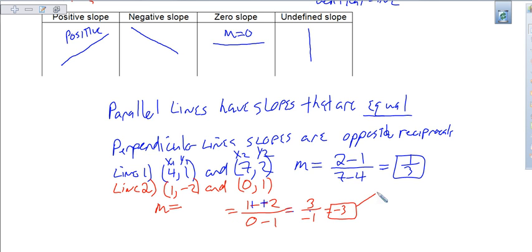So let's look at these two and compare them. Well, one's positive and the other one's negative. So they're opposite of each other. That's what we're talking about when we say opposite. And the second criteria is if they're reciprocals of each other. This is 1/3 and this one is negative 3/1. So since they're opposite reciprocals of each other, these two lines are going to be parallel. And of course we indicate, or not parallel, I'm sorry, perpendicular. We indicate perpendicular by this geometric symbol.